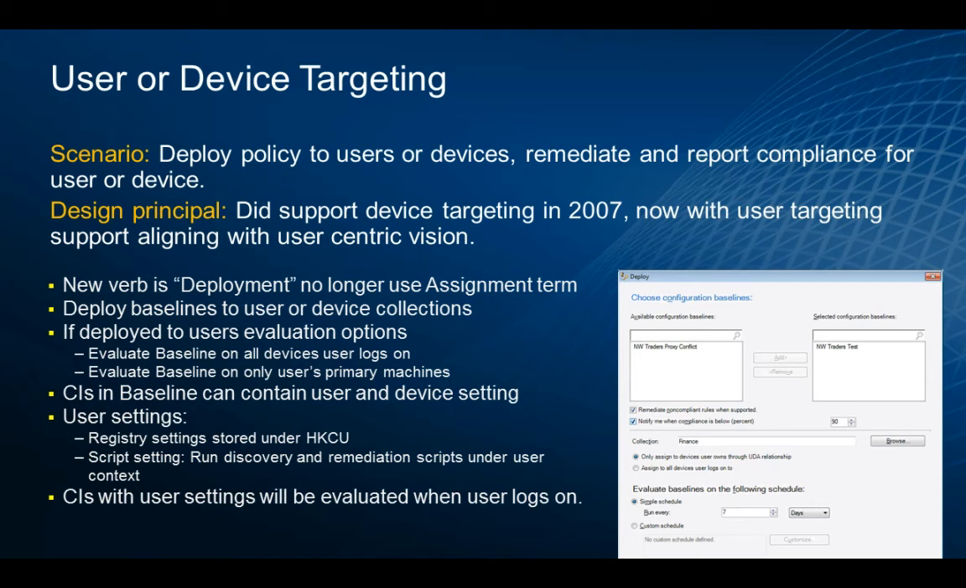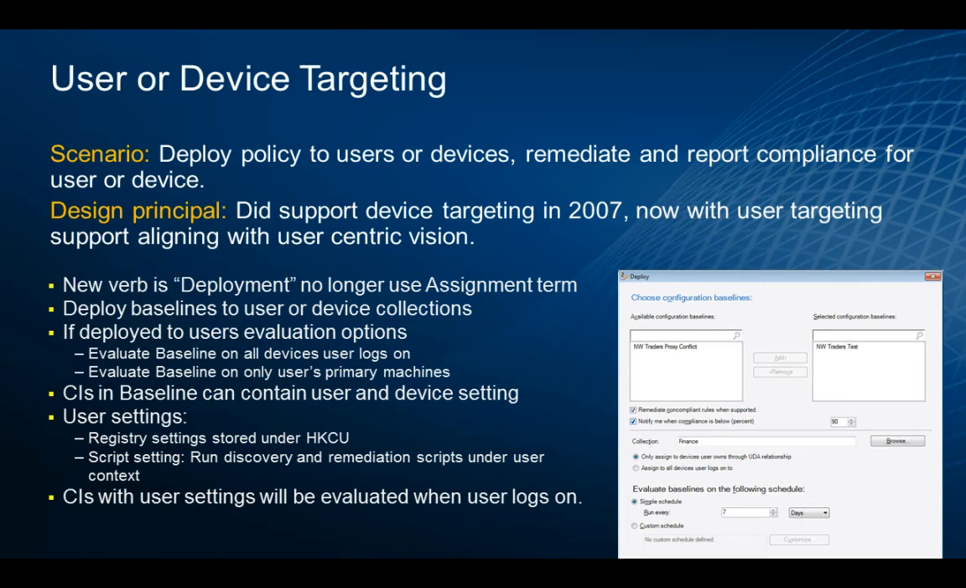We can deploy these baselines to user or device-based collections, and if deployed to users, evaluation options are as follows. We can evaluate the baseline on all devices when a user logs on, or we can evaluate baselines on only a user's primary machine. And often organizations ask how we determine that, and we actually look at login data, and we can see that Melissa is logging in 98% of the time on that machine. We can see that that is her primary machine. There are some other ways that a primary device can be defined. It can be predefined during an OS deployment. An administrator can manually create that relationship, or we can even have interaction with the user, and they can browse to the software catalog, and we have a tab experience there that says this is device affinity, and the user can actually say this is my primary device.